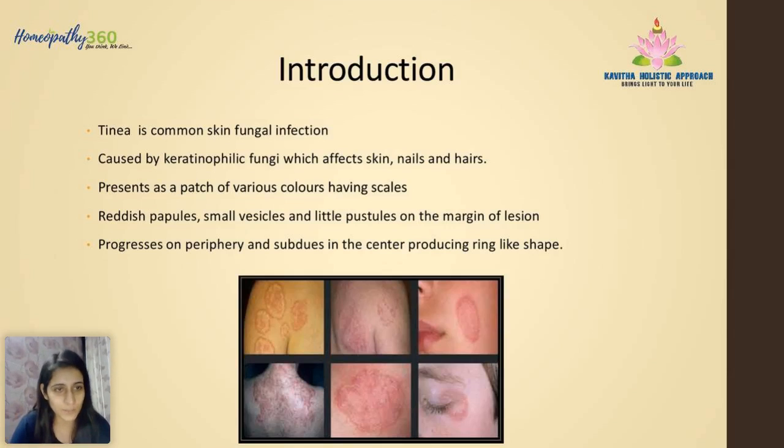So as you all know, this is a picture of different types of tinea, which may present as a patch of various colors. That is scaly. You can see they have scales. This is a surrounded circular patch, the reddish papule over the face. You can see the small vesicle form. It can occur on the back.